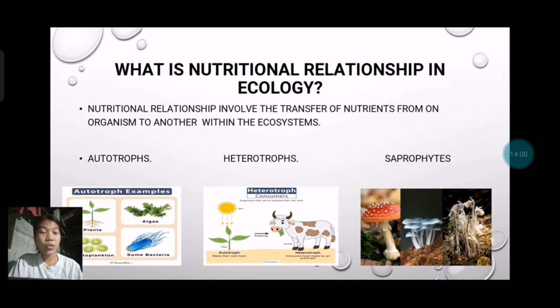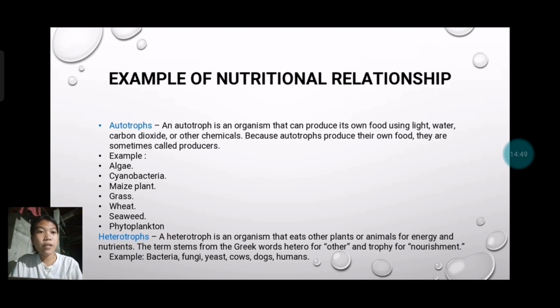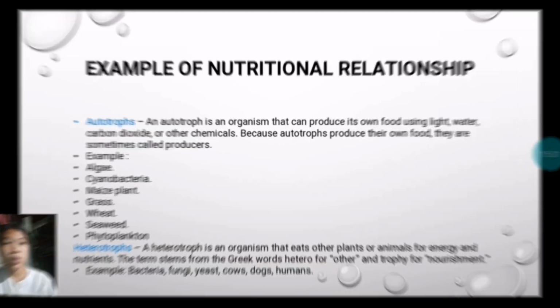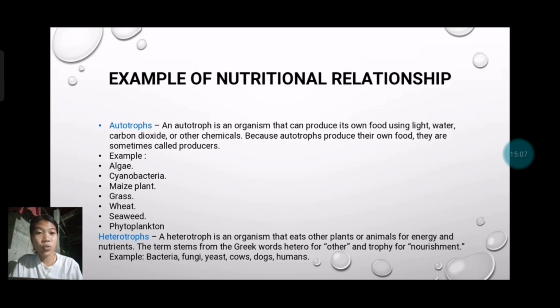Nutritional relationship involves the transfer of nutrients from one organism to another within the ecosystem. Nutritional relationships in ecology: first was the autotrophs, the second was heterotrophs, and the third was saprophytes. An autotroph is an organism that can produce its own food using light, water, carbon dioxide, or other chemicals. Because autotrophs produce their own food, they are sometimes called producers.